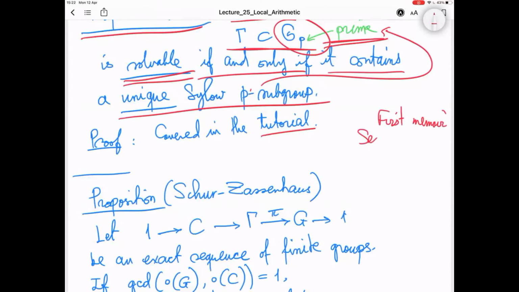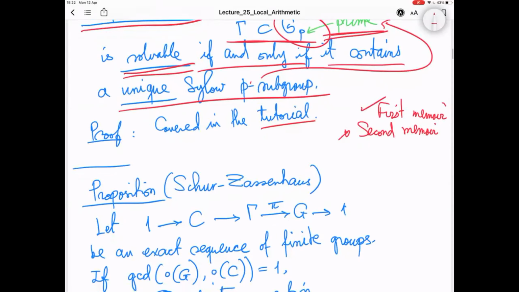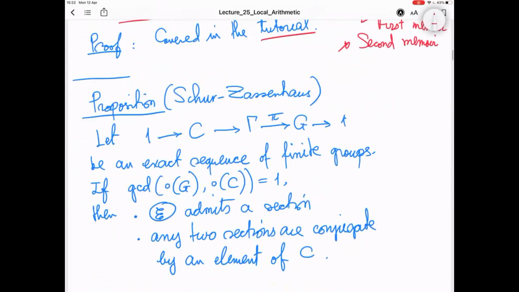Then there is a second memoir, and that's also very important, but this I'm not going to discuss. So the next proposition is also a very general result, very useful in various contexts.